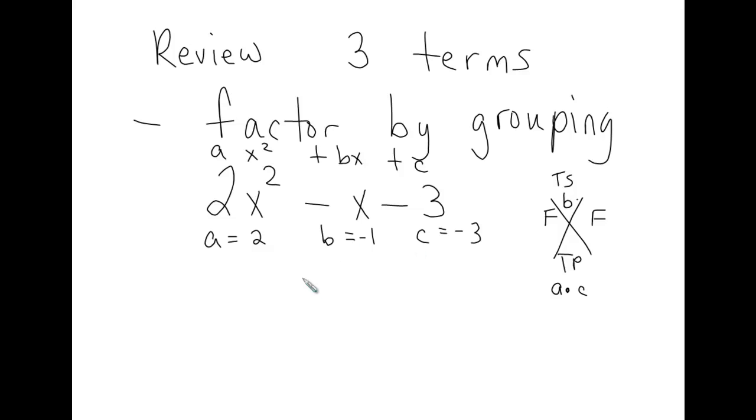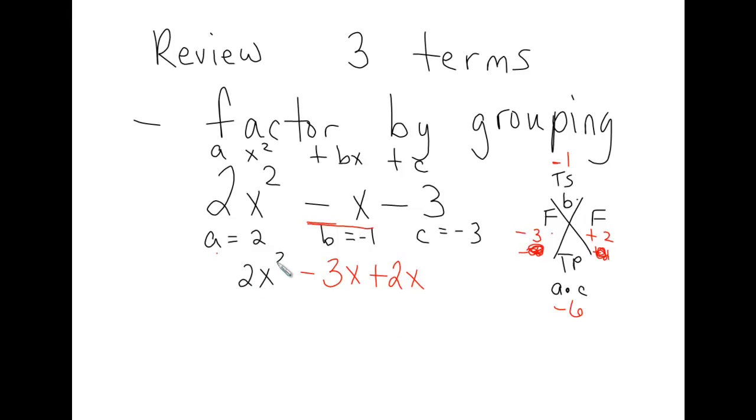So I'm looking for two numbers that multiply together, that's a times c, to give me -6, but combine together to give me b, which is -1. The two factors that multiply to give me -6, well, there's -3 and +2, and -6 and +1. -3 plus 2 gives me -1. -6 plus 1 gives me -5. So this one would not work. Replace -x with -3x and +2x.